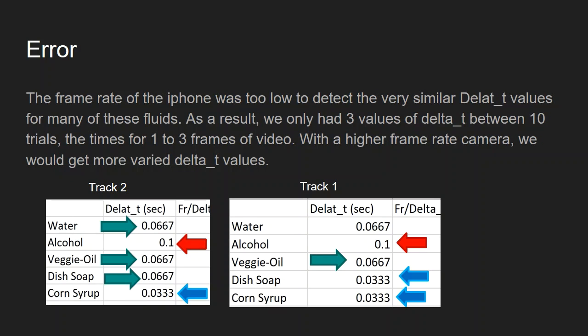Another error comes from the device we used to record. The frame rate of the iPhone was too low to detect the very similar delta T values for many of these fluids. As a result, we only have 3 values of delta T between 10 trials, the times for 1 to 3 frames of video. With a higher frame rate camera, we would get more varied delta T values.